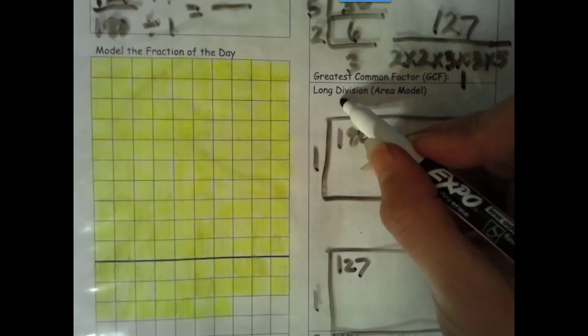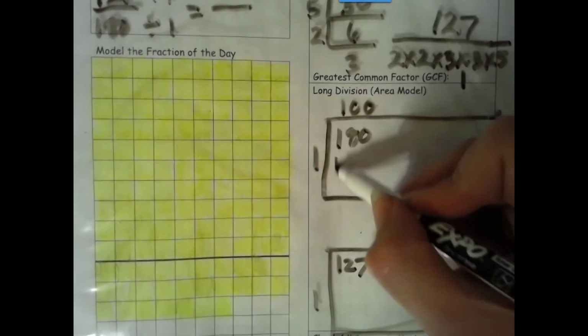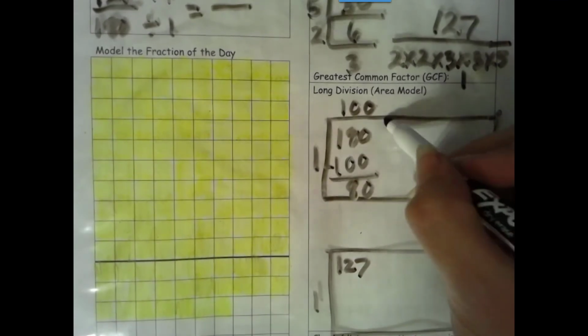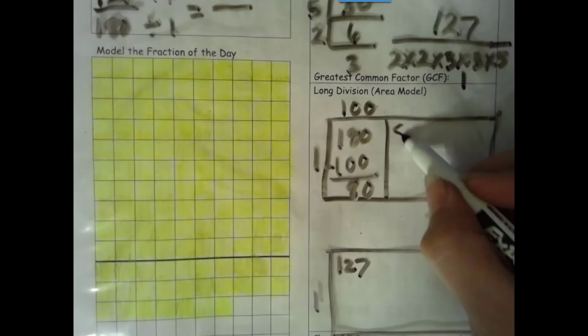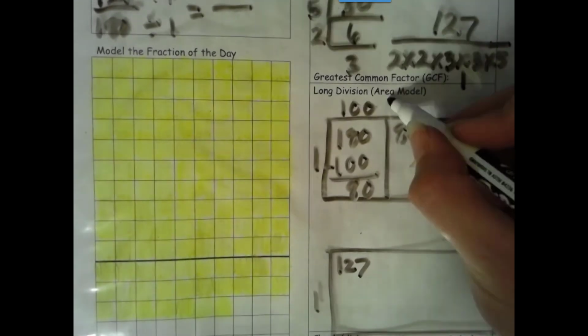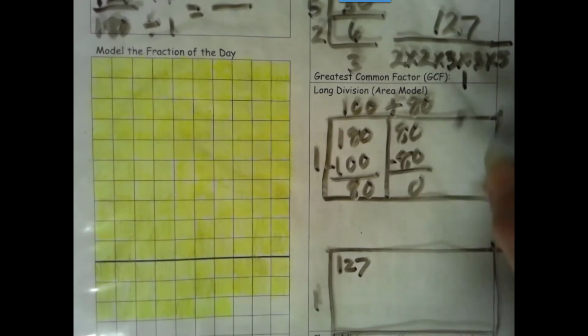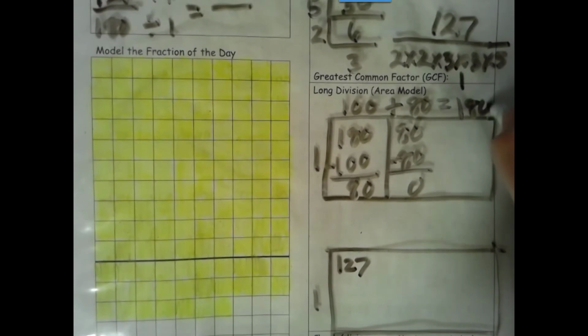The missing side would be, well, 100 times 1 is 100. Numbers the same, zeros the game. More on top, no need to stop. Numbers the same, zeros the game. Bring the 80 up. 80 times 1 is 80. Numbers the same, zeros the game. Add these together, I get 180.